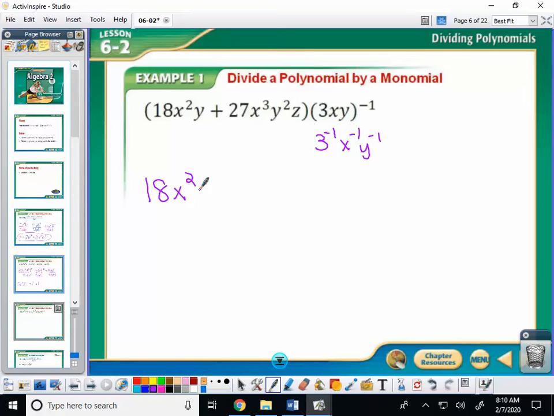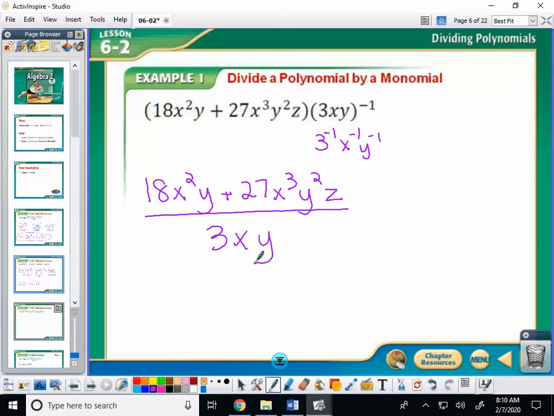18x squared y plus 27x cubed y squared z, and then all of this divided by 3xy. Okay? It was all taken to the negative 1 power. So we're going to divide each of those terms by 3xy. And I think you guys can probably do this without breaking it into two separate problems, if we can visually see what we're dividing here.